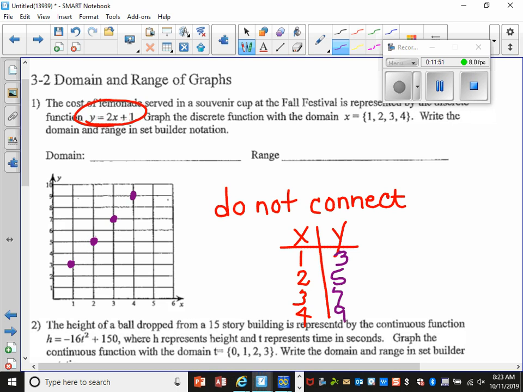So when we list our domains and ranges, we actually list each individual point because it's not connected. So we're going to say x such that x equals 1, 2, 3, 4. Okay, because these are individual points. They're not something connected, so there's nothing in between. There's just 1, 2, 3, and 4. Let's finish the ranges. So for the ranges, we'll have y such that y equals 3, 5, 7, and 9.